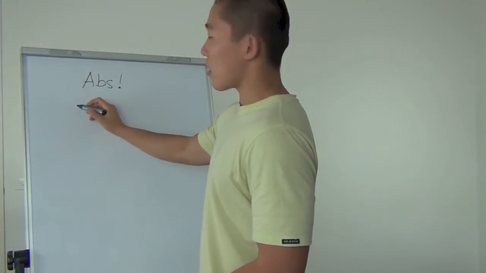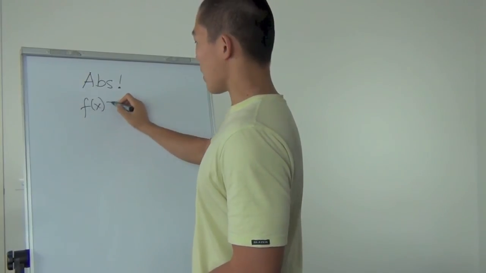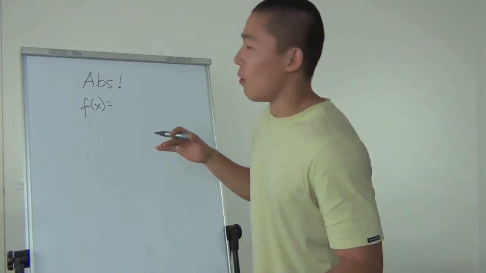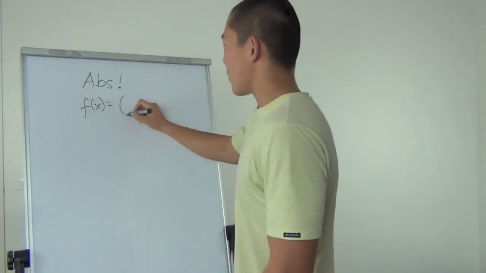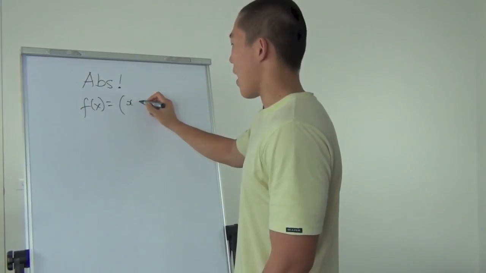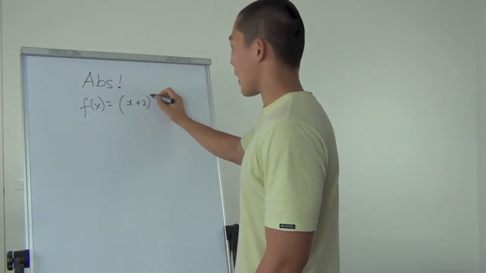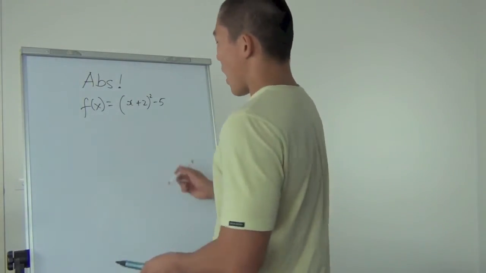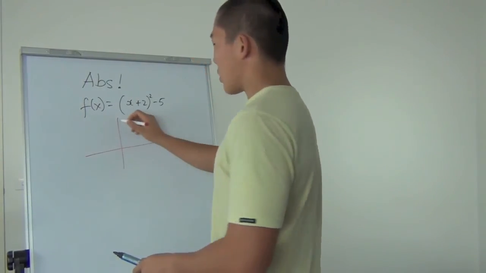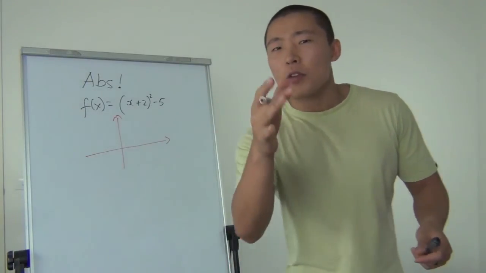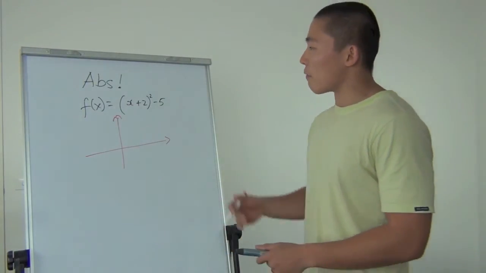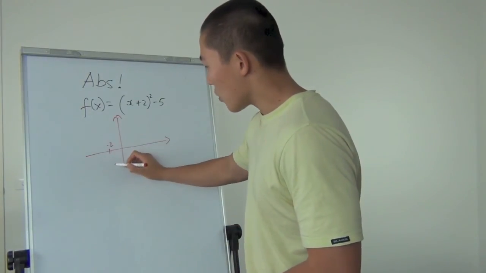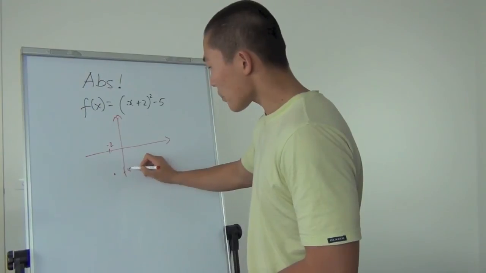Let's say I'm going to use this side of the board. f of x equals, let's say we're going to have something crazy, a parabola: x plus 2, bracket squared, minus 5. So what does that look like? Well, where's the turning point? This is in turning point form, obviously you know that from last year and the year before. Turning point form: negative 2, negative 5. Negative 2 is here, and negative 5 right there.